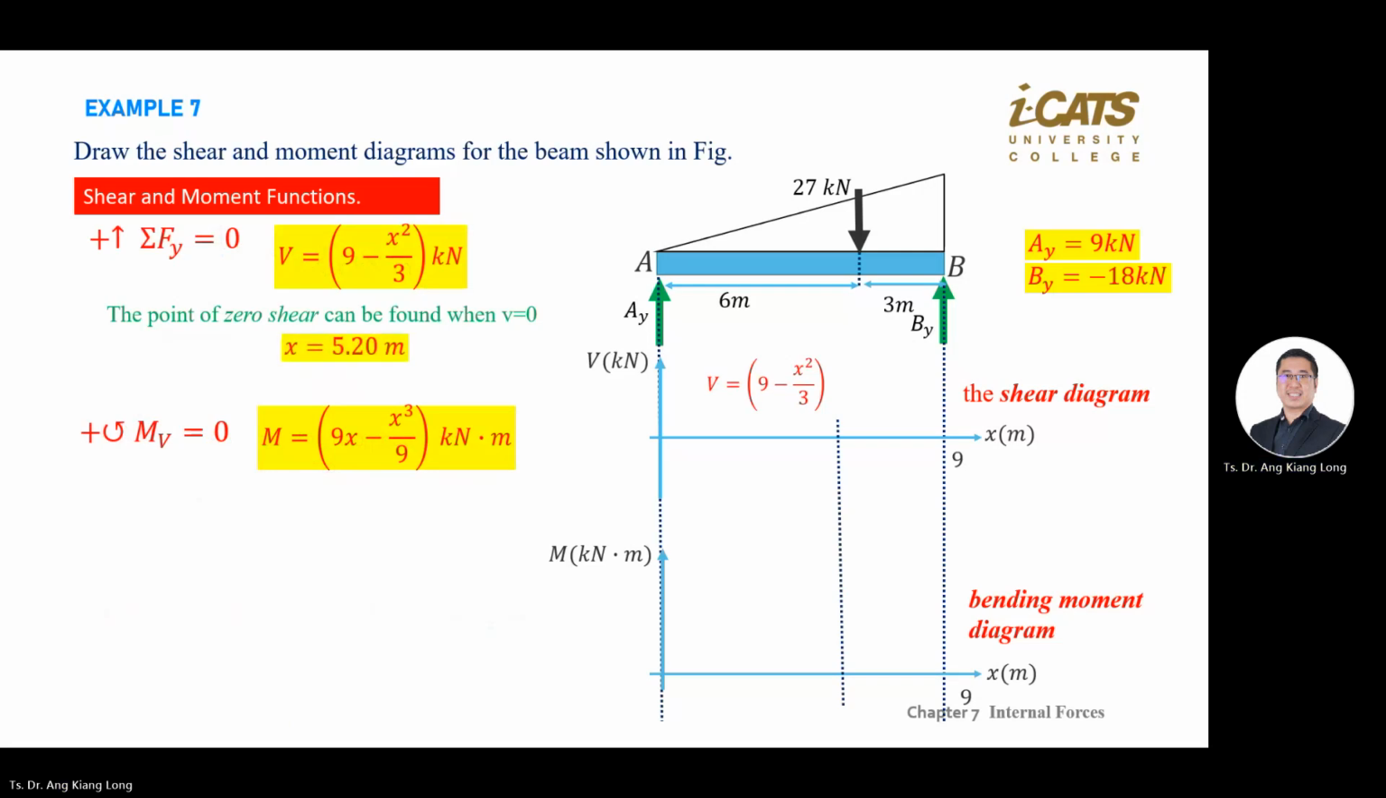So there are two equations just now. Sum of all forces equals 0 in one direction, you get V equal to 9 minus x squared divided by 3. You can find the point where the shear load is 0, meaning V equals 0, solving the quadratic equation. Your x will be 5.20 meter. Although this is a quadratic and you get a square root, giving positive and negative values, we choose positive because your length is positive and not negative.